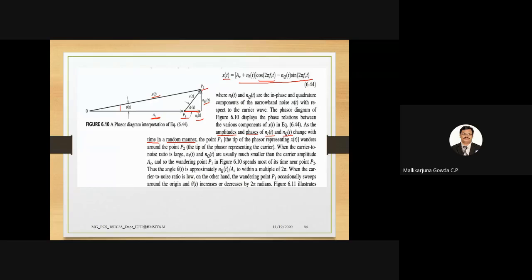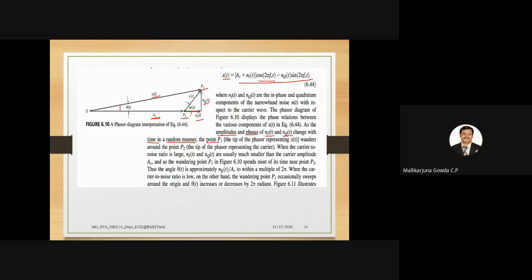So as I said, the amplitude and phases of this in-phase and quadrature component change with time in a random manner. So as they change randomly with time, what happens? The point P1 will be wandering around the point P2. Means whenever the amplitude of this in-phase and quadrature component changes, the point P1 will also become equal to point P2, in that sense, right? So the point P1 wanders around the point P2.